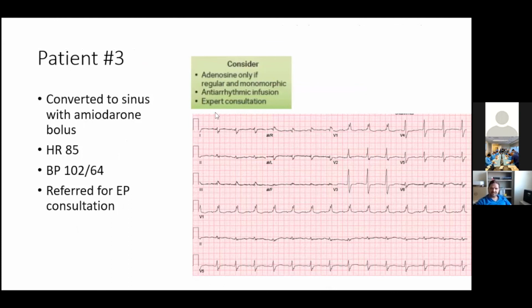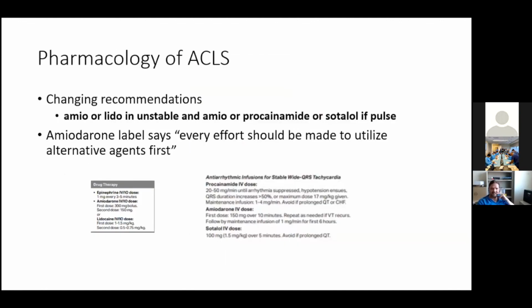So back to this patient, this patient was given an amiodarone bolus and converted to sinus. His heart rate was then 85, blood pressure 102/64. He was referred to EP consultation per the guidelines. This was the expert consultation that was done after his antiarrhythmic infusion. And there may have been other things that could be used. Let's talk about that a little bit.